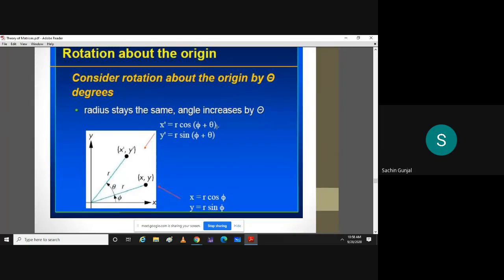So now you multiply by r inside that bracket. So x dash is equal to r cos phi cos theta minus r sin phi sin theta, isn't it? If you multiply by r inside that bracket. Are you getting what I'm saying?